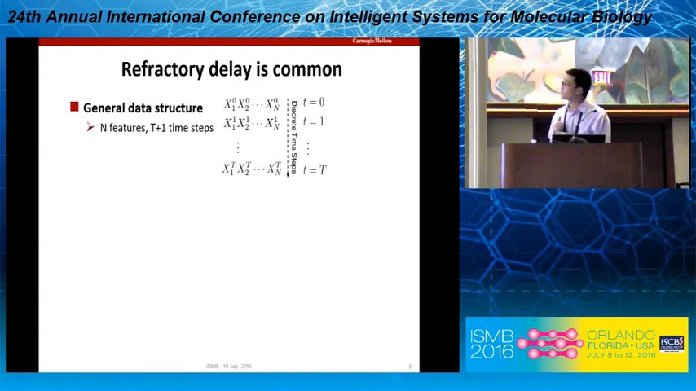The right side shows the general data structure of the data we used. There are n features with t+1 time steps. As a common process, the data are usually discretized in the time domain. The time intervals can vary from a few milliseconds to a few days, which is quite dependent on what you can get.